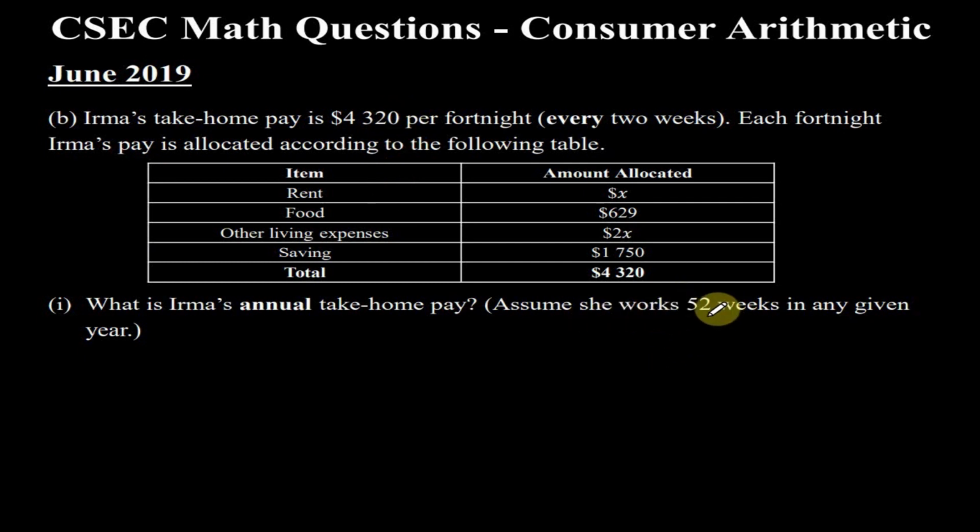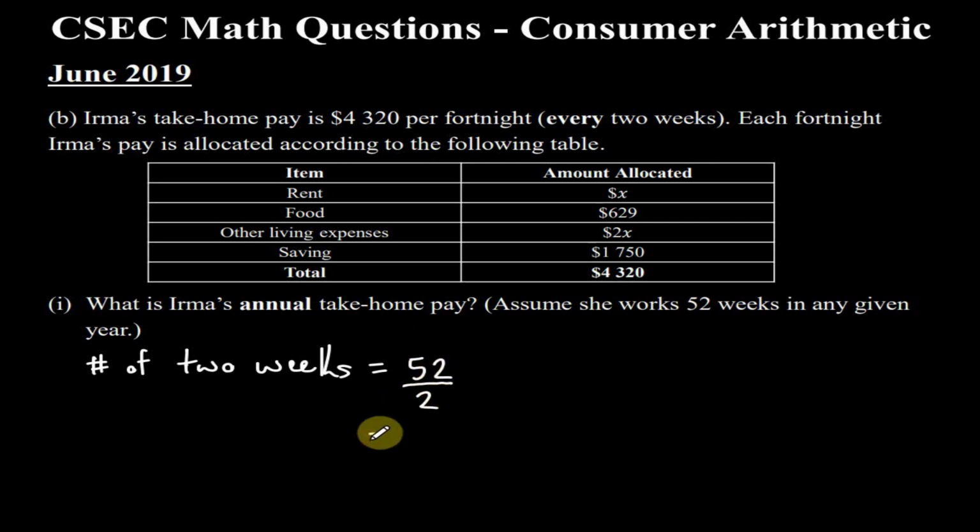So if she's paid fortnightly, we want to know how many fortnights is in 52 weeks. So how many 2 weeks can we get out of 52 weeks? Which means we can definitely divide 52 by 2 to find the number of fortnights, or number of 2 weeks. Let me write it as 2 weeks, probably easier to relate to. So number of 2 weeks in 52 weeks, we'll have to divide these 52 weeks by 2, which is definitely 26, which means we can get 26 fortnights out of these 52 weeks.